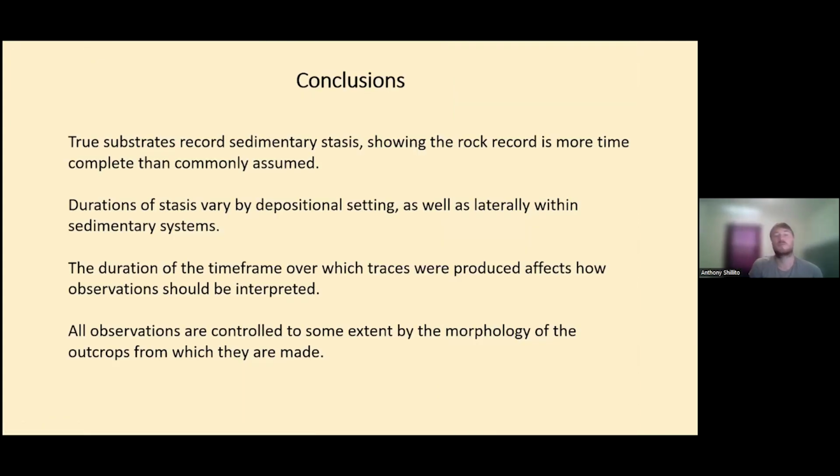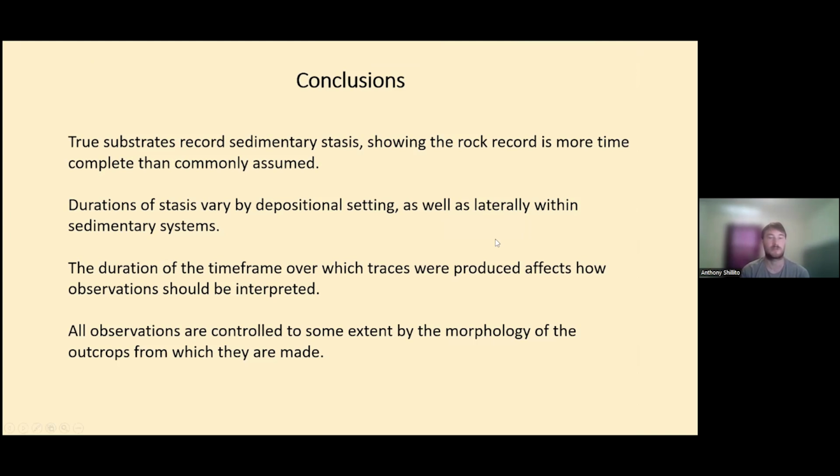So to conclude, True Substrates record sedimentary stasis, and they show that the rock record is more time complete than we often assume. Ichnology really helps to fill in this gap, and it can tell us how animals are interacting with their environments during time that is often considered to not be preserved.